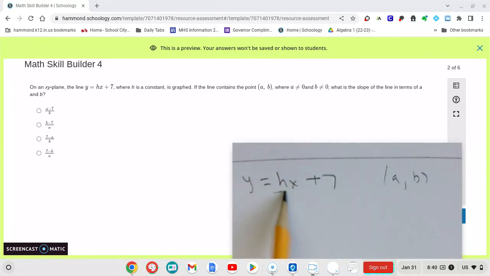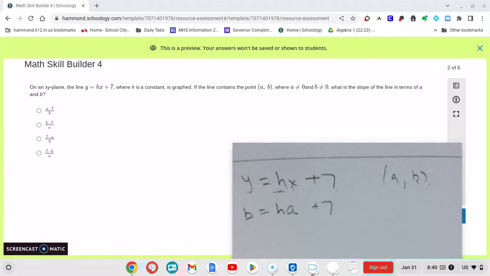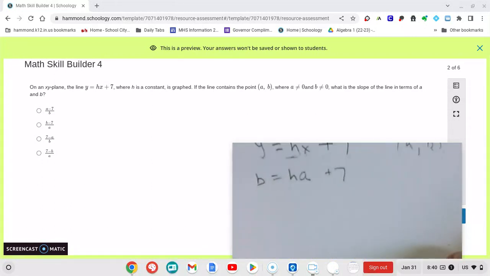Well, we know that this is slope-intercept form, y equals mx plus b. So the value of h is going to be our slope. But right now we have this in terms of x and y. We want it in terms of a and b, which this is an x and a y, so we're going to substitute these in. So our y value is b, so b equals h times a plus 7. Now we need to solve this for h because h is our slope number.